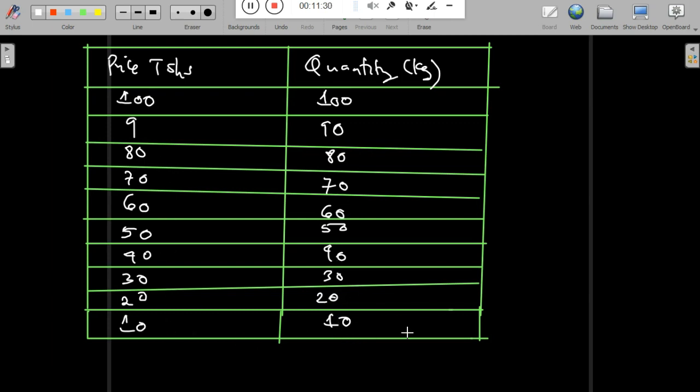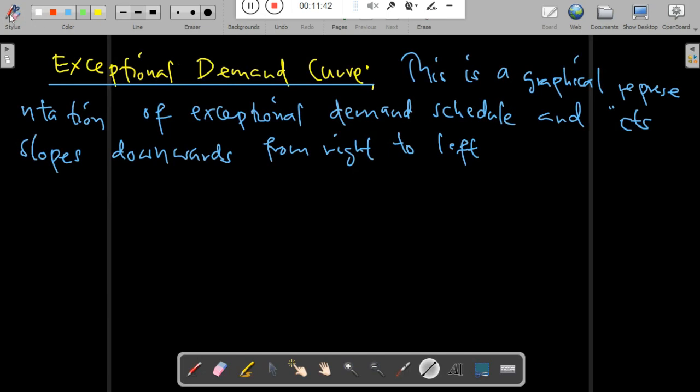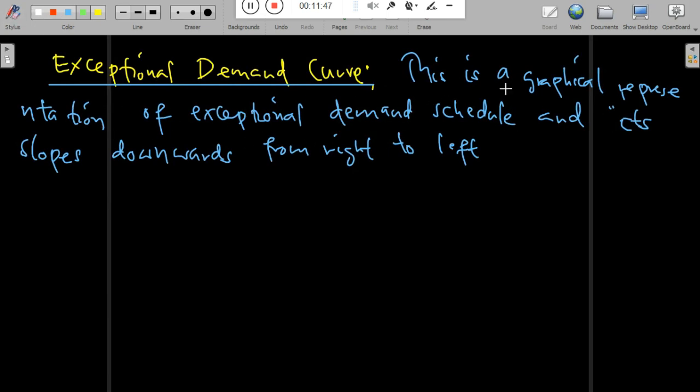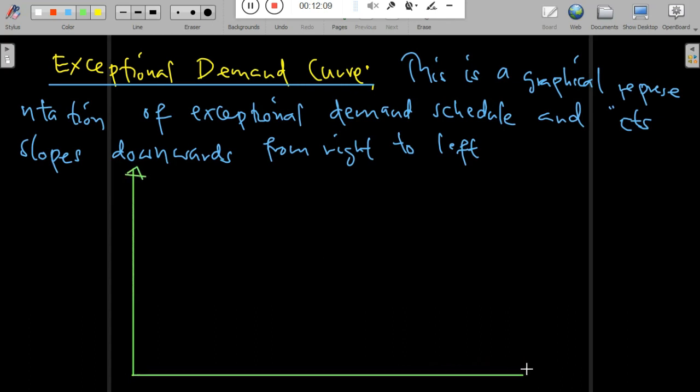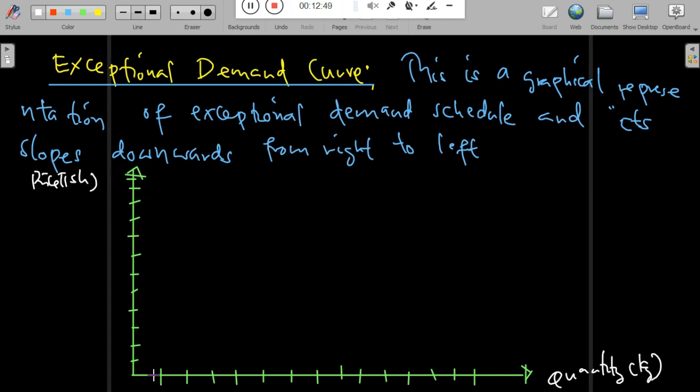So after understanding the demand schedule, let's now look at how we can draw the exception demand curve from what is known as the exception demand schedule. This is a graphical representation. The exception demand curve is a graphical representation of the exception demand schedule. When you sketch the graph for the exception demand curve, we expect it to appear like this. We have the price level on the left hand side and the quantity on the right hand side. We normally sketch the price level together with the quantity.